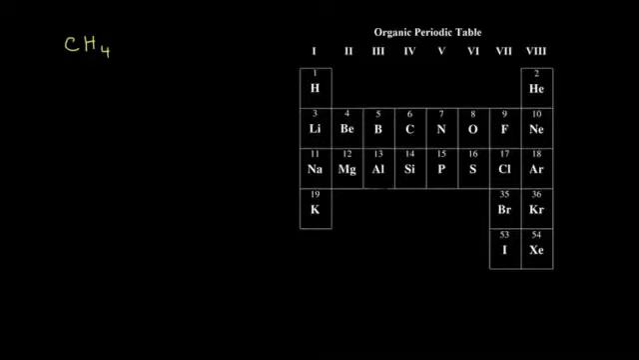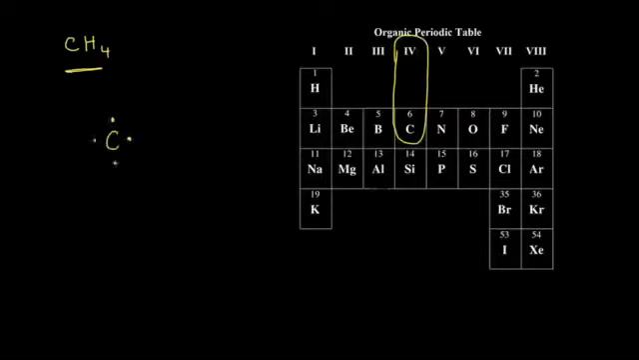In this video, we're going to look at how to draw dot structures of simple organic molecules that have single bonds. So if I look at the molecular formula CH4, which is methane, and I want to draw a dot structure for the methane molecule, I would go over here to my organic periodic table and find carbon. And I can see carbon is in group 4. Therefore, carbon will have 4 valence electrons. So I can draw carbon with its 4 valence electrons around it like that.